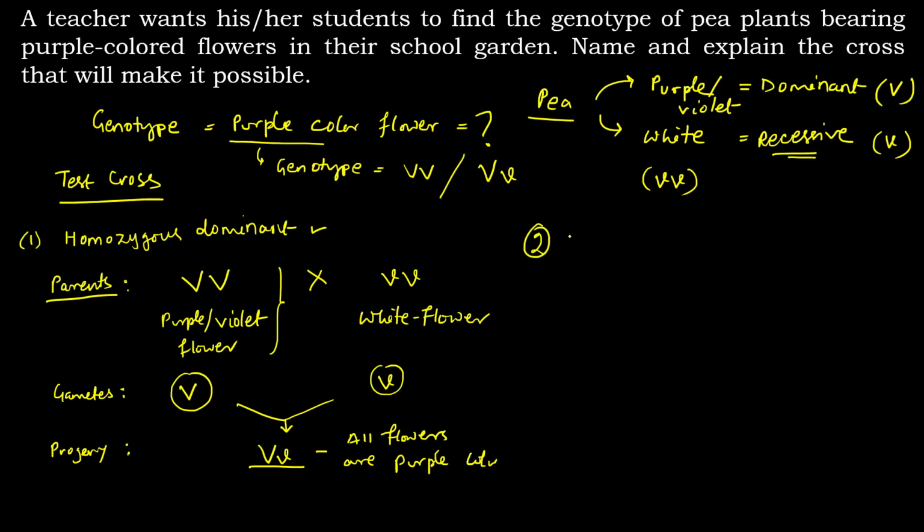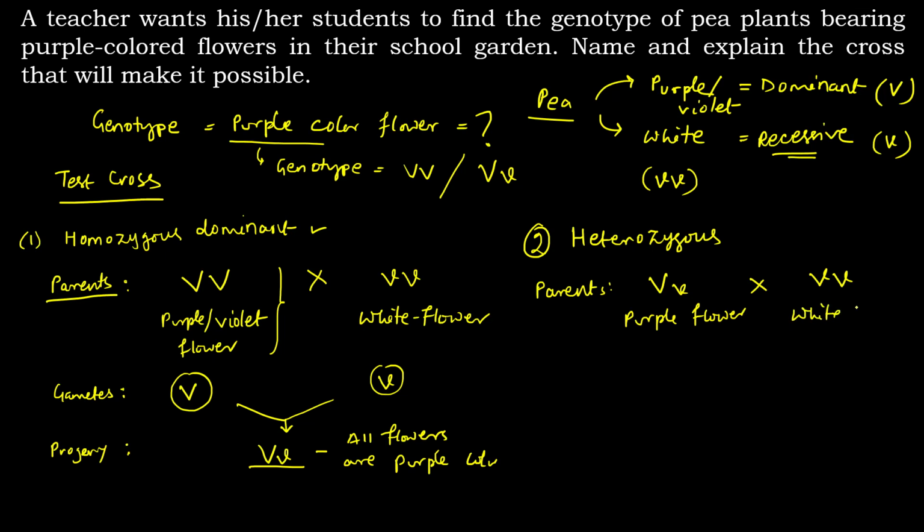But as I said, there is a second possibility also, and that can be heterozygous. So when we talk about heterozygous, again let's talk about the parents. The parents are going to be capital V, small v, heterozygous, this is what we are guessing, crossed with small v, small v. So here also it is going to be the purple flower, and we are going to cross that with the white flower. The gametes here are going to be capital V and small v, and here it is going to be only of one type, that is small v.